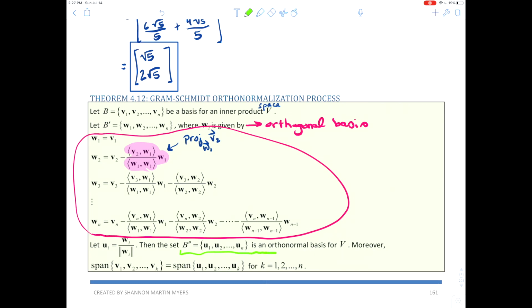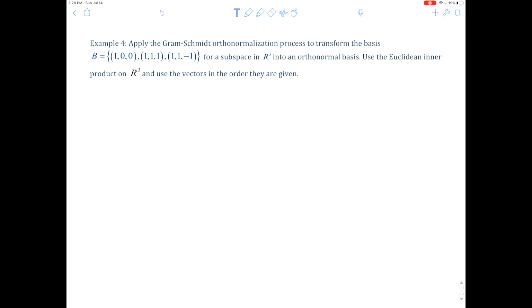So this set B prime is orthonormal, all right? And another really cool thing is that the span of V1, V2 down to Vk is equal to the span of U1, U2 down to Uk for k equal to 1, 2, all the way down to n. Groovy? All right, so let's take a look at example 4. We need to apply the Gram-Schmidt orthonormalization process to transform this given basis B for a subspace in R3 into an orthonormal basis, and we'll be using dot product again. Just for the ease of grading, let's do the vectors in the order they show up. You don't have to, but it makes it easier on me.